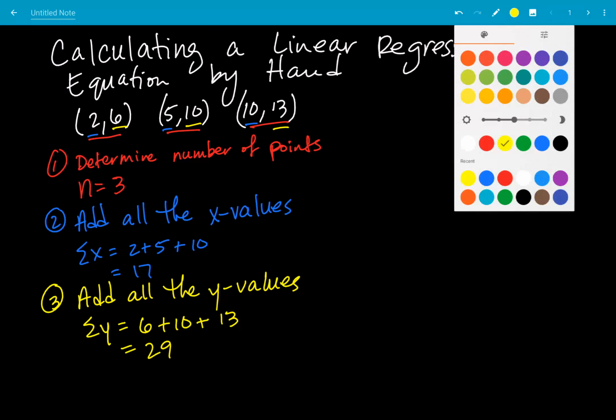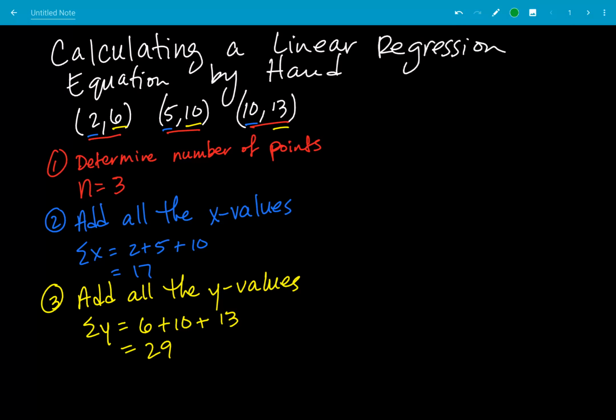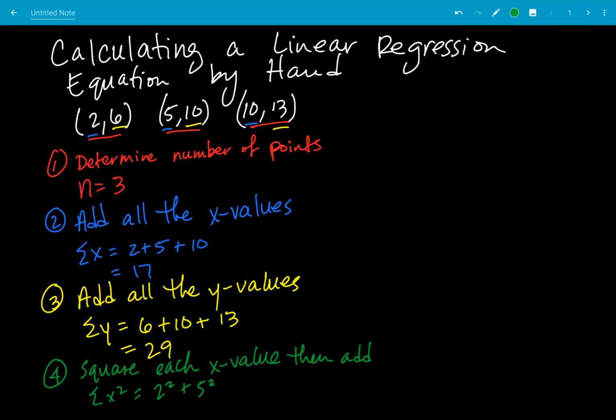My fourth step is going to be to square each of the x values and then add them up. So I would take my sum of x squared is equal to 2 squared plus 5 squared plus 10 squared, which is equal to 4 plus 25 plus 100, which is equal to 129.